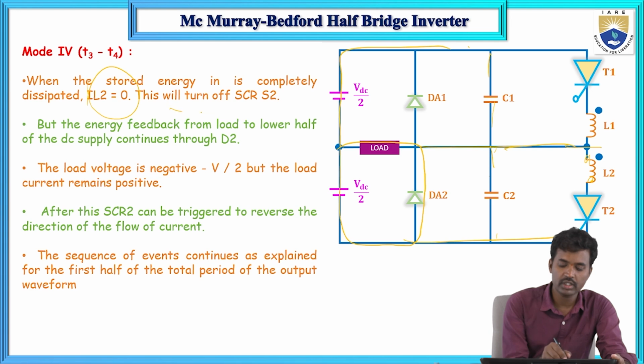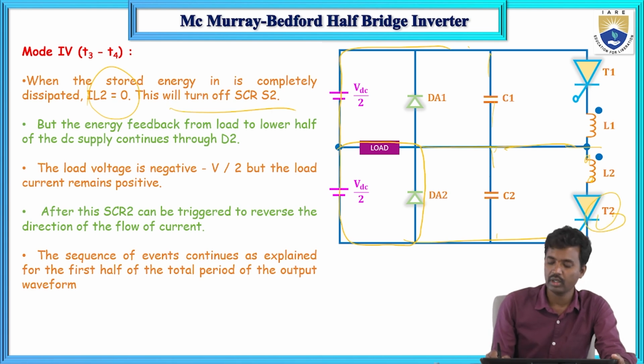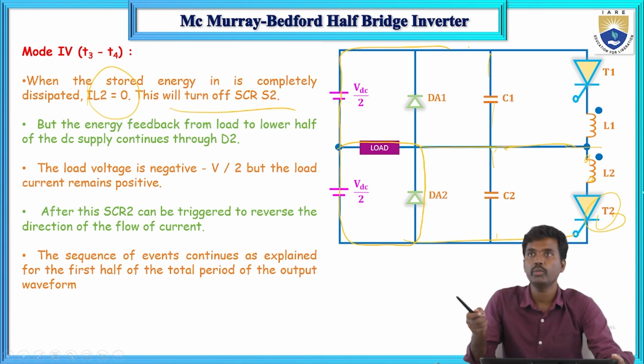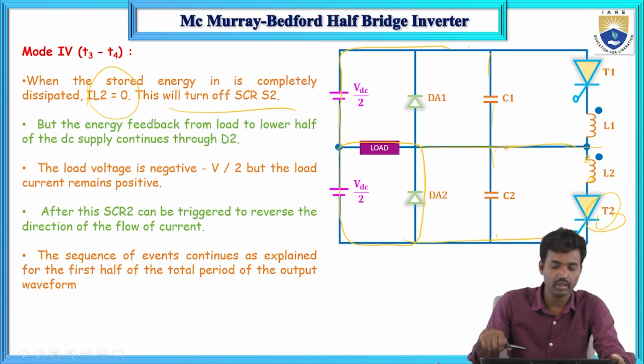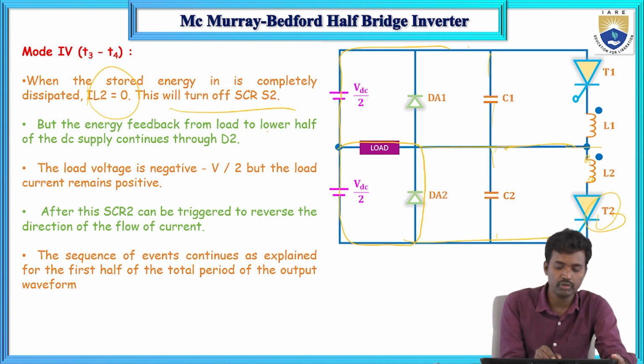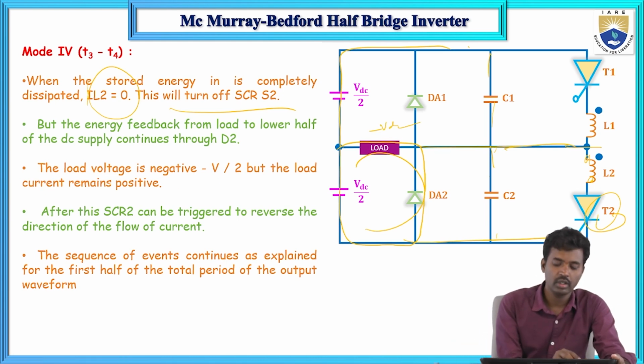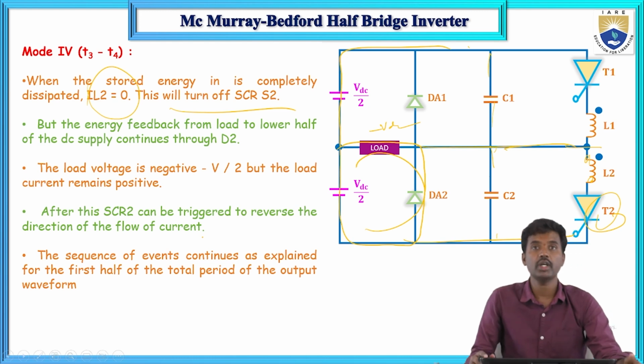Now SCR T2 will be turned off. Initially T1 will be turned on, and then T2 will be turned off. But the energy is fed back to the lower half, it comes back through D2. So the load voltage is minus VDC by 2, but the load current remains positive. After this, SCR T2 can be triggered for the reverse direction of flow. So this sequence will continue.